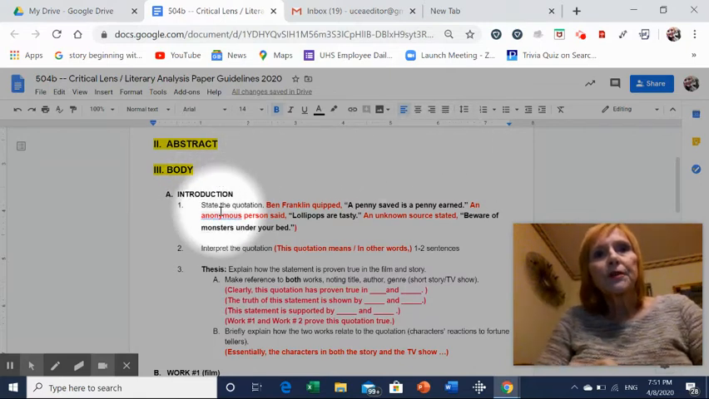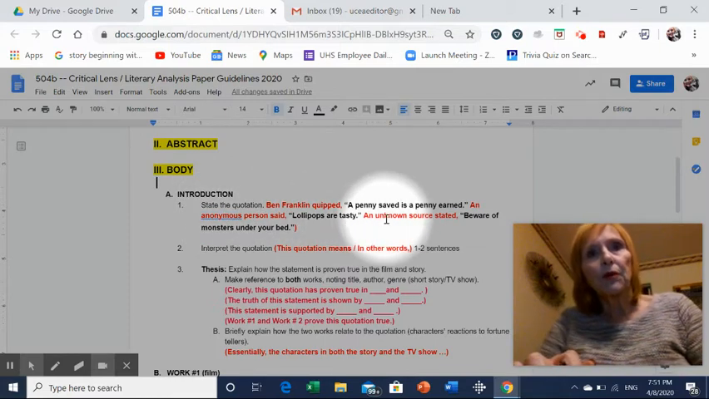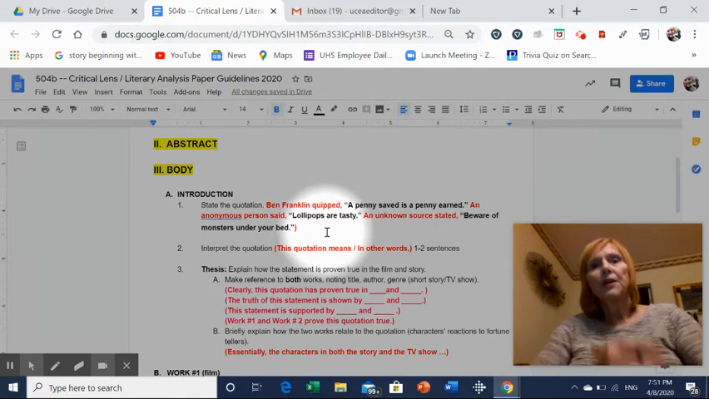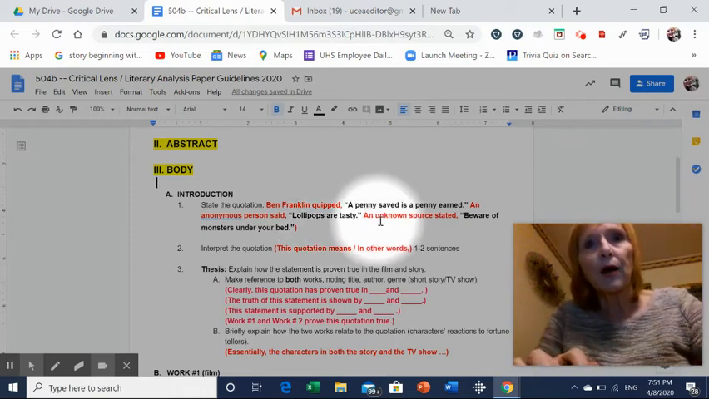The first thing you do is you state the quotation. So I gave you some examples here. Ben Franklin quipped, "A penny saved is a penny earned." An anonymous person said, "Lollipops are tasty," and so forth. So in this guideline, I give you some sentence starters to help you out, okay?